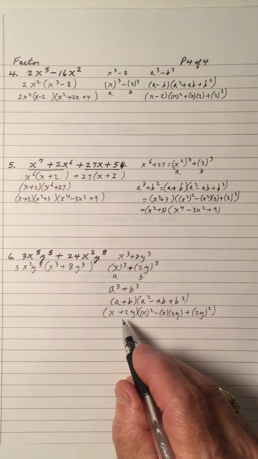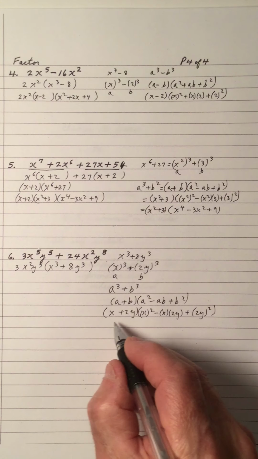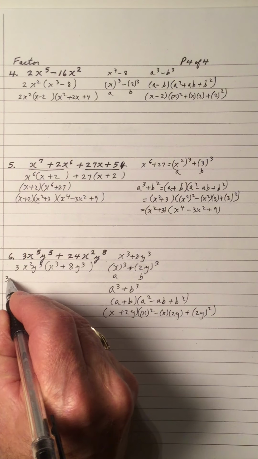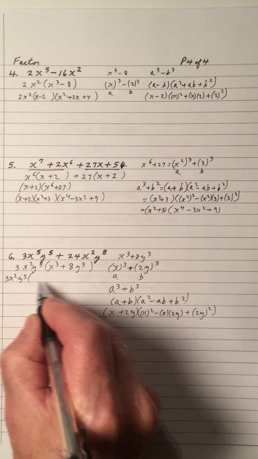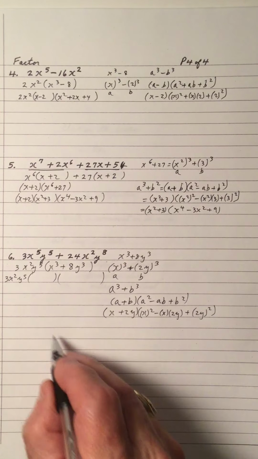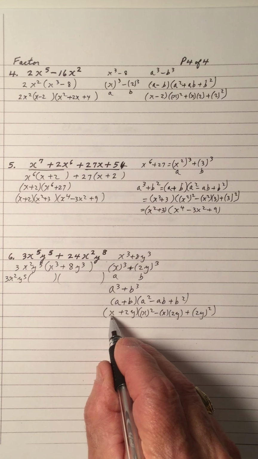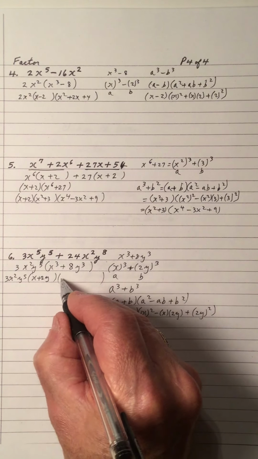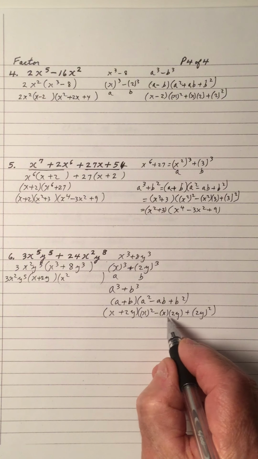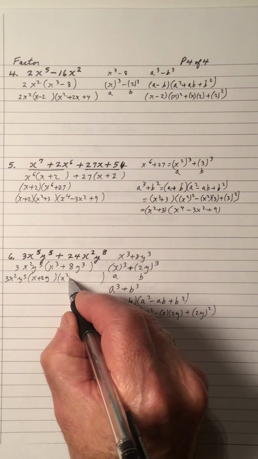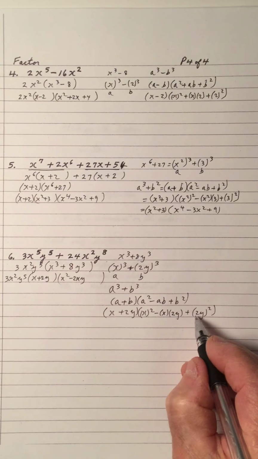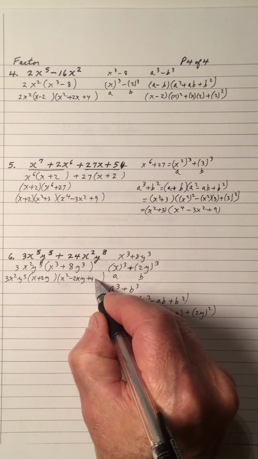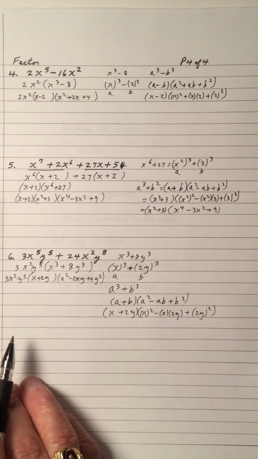So everywhere I see an A, I put an x. Everywhere I see a B, I put 2y. And I'll save time and write 3x squared y to the 5 right here. So that's x plus 2y, it goes right there. And x squared is there. Negative x times 2y is a negative 2xy. And 2y all squared: 2 times 2 is 4, and y times y is y squared. So there's the full factorization.